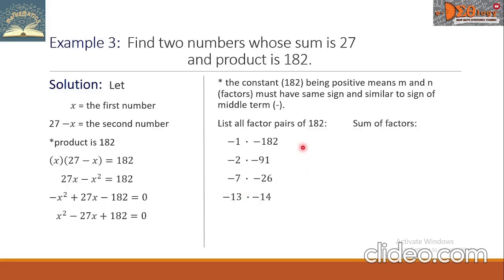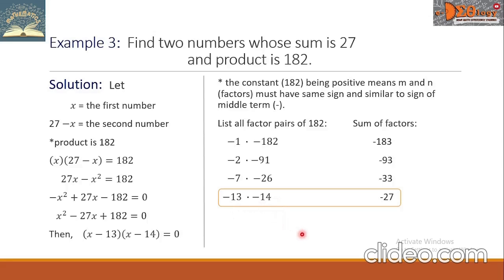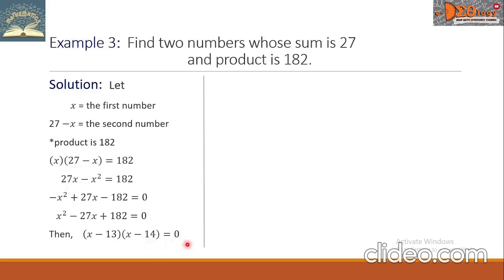Now let us get the sum of the factors. Now on this column, we look for the value of negative 27, and it is here. It points out to the factor pair negative 13 and negative 14. Therefore, we write x minus 13 times x minus 14 equals 0. Now we equate each factor to 0 and solve for x. So we have x minus 13 equals 0 and x minus 14 equals 0.